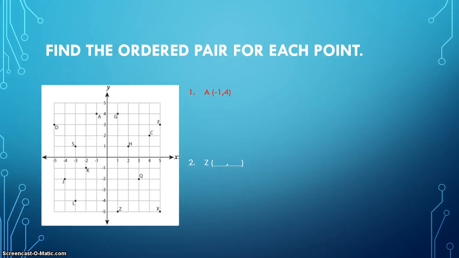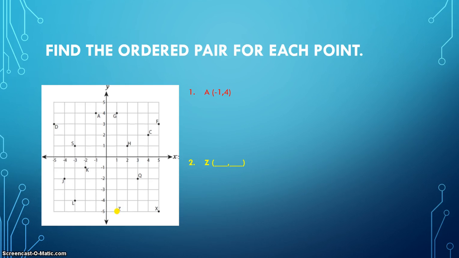So now that we have that, we're going to go ahead and move on to Z. I'm going to highlight that in yellow. And since I have that, I'm going to look for the point Z on my coordinate plane. And I see it in the bottom right-hand corner. I'm highlighting it yellow, so it's easy to spot.